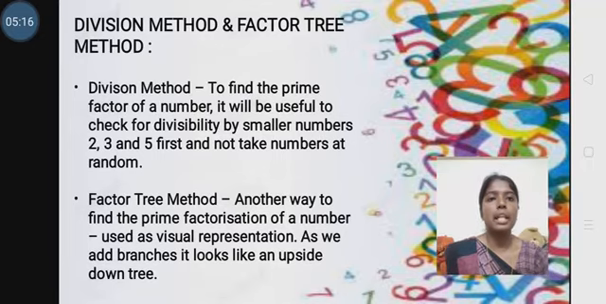Next, we are going to see about the factor tree method. It is another way to find the prime factorization of a number, used as a visual representation. As we add branches, it looks like an upside down tree. We use the division method to find the prime factors of a number, checking divisibility by smaller numbers like 2, 3 and 5. We use the factor tree method as another way to find the prime factorization of a number, and it looks like branches which keep on adding.